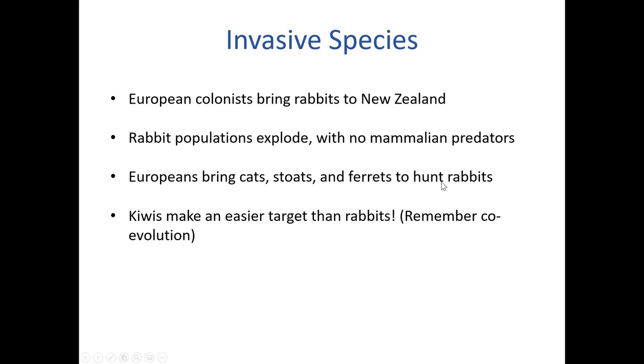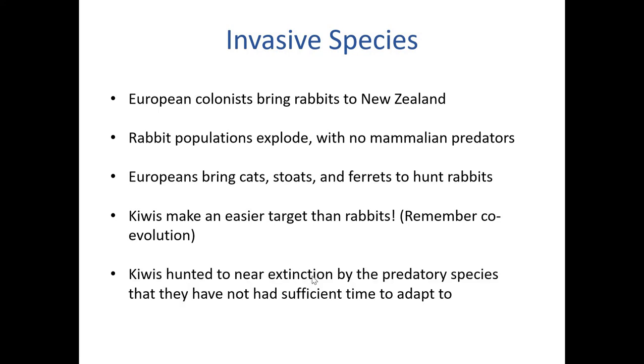Rabbits, of course, have co-evolved with these predator species, and so they have a number of adaptations to deal with that, such as natural camouflage. They're really fast and very agile. Kiwis, alternatively, have not co-evolved with these mammalian predators, and so they don't have the same adaptations that rabbits do. So kiwis were hunted to near extinction by the predatory species because they've not had sufficient time to adapt to these predators.